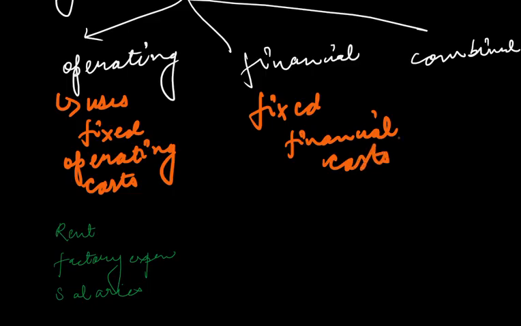Okay, so whenever the company borrows the money, it must pay the interest, so that becomes your fixed financial cost. Now this interest is fixed. You have to pay it no matter what problem the company is having, because they have borrowed the money from somewhere, right? So this interest becomes the fixed financial cost.